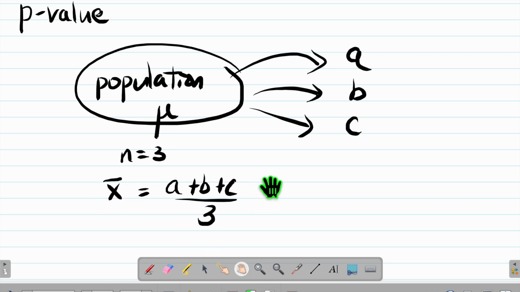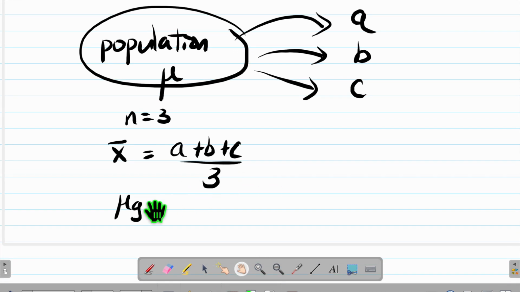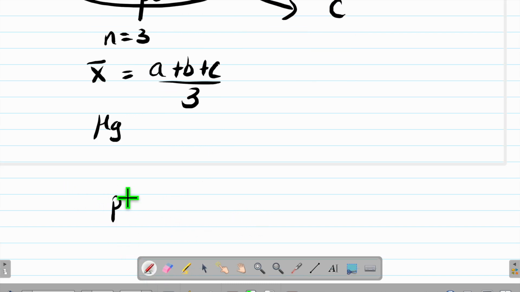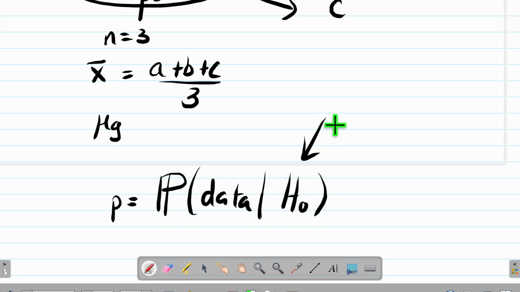What the p-value is doing here is that we now make a hypothesis. Suppose I have a guess for mu, call it mu g, and I make the hypothesis that this population actually has the value mu g, and I'm going to calculate the p-value to verify: am I correct? So that's the idea. The p-value in this case will be the probability you see the data given that the null is true. This is called the null hypothesis.